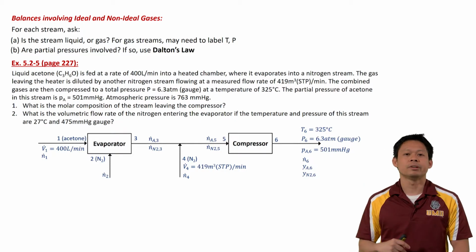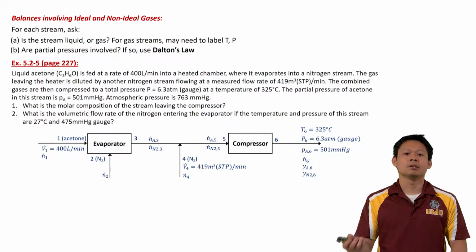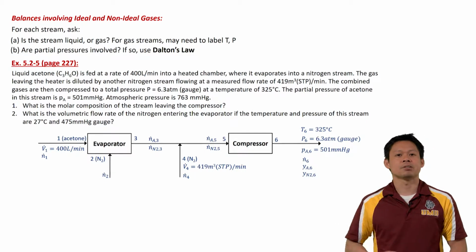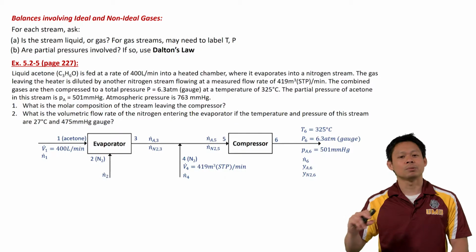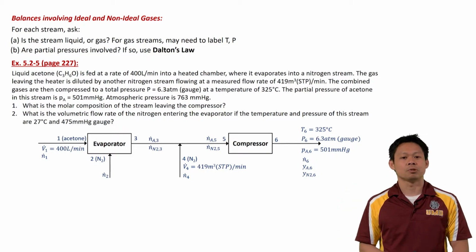And the reason why I do that for stream 6 is because we're going to use Dalton's law. We have a partial pressure, and Dalton's law gives us the mole fraction of acetone, which means we have to label that stream in terms of a mole fraction rather than an actual molar flow rate of each stream.